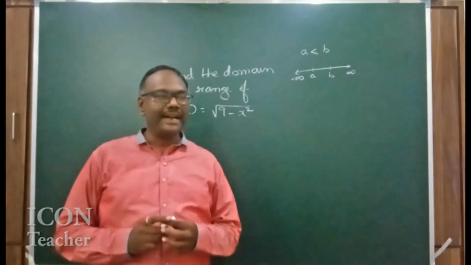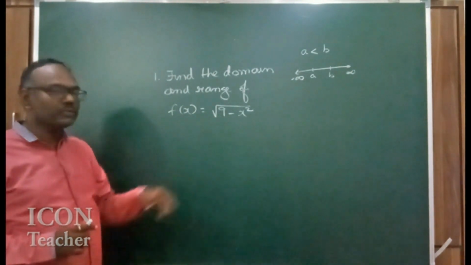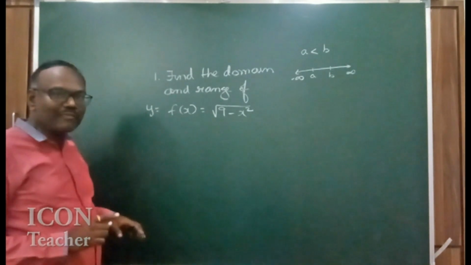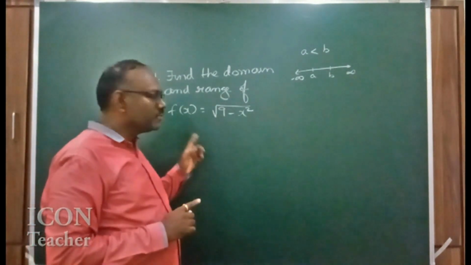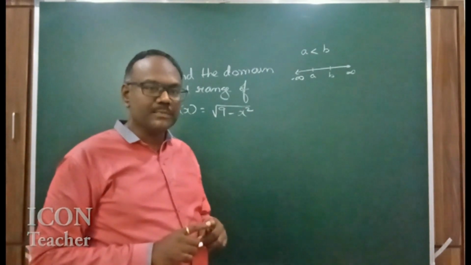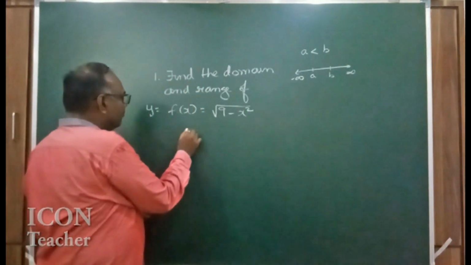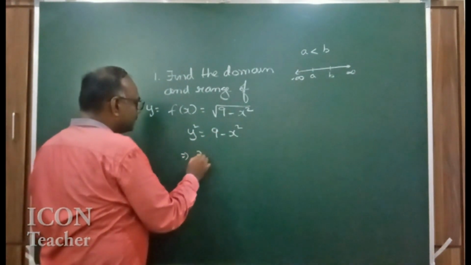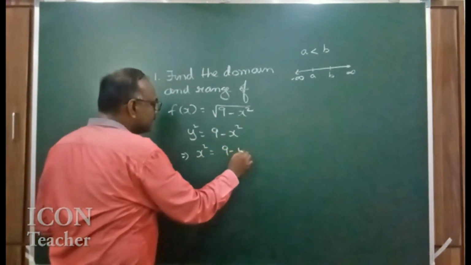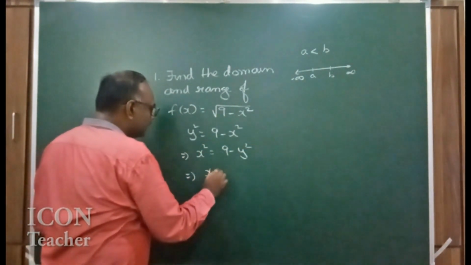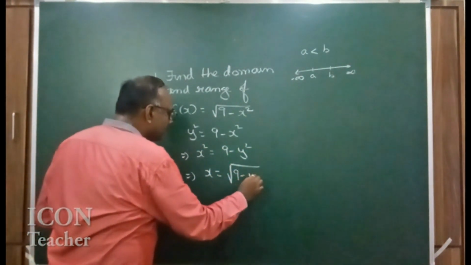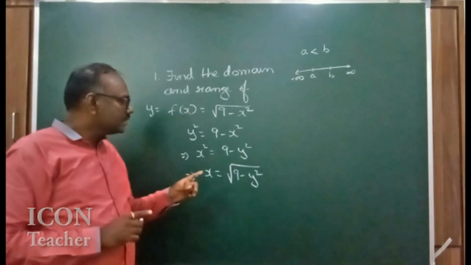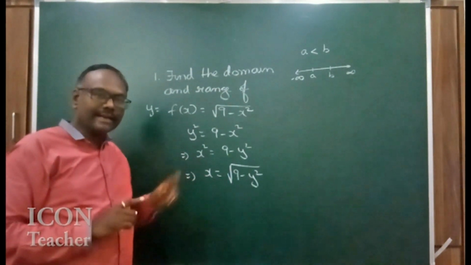Now let us see how to find the range of the function f of x is equal to root of 9 minus x square. Let's name it as y. So y is equal to square root of 9 minus x square. The first step to find the range is to express x in terms of y. So we get y squared equal to 9 minus x squared. This implies x squared equal to 9 minus y squared, which implies x is equal to square root of 9 minus y squared. The range of the function is those set of values of y for which x is real.